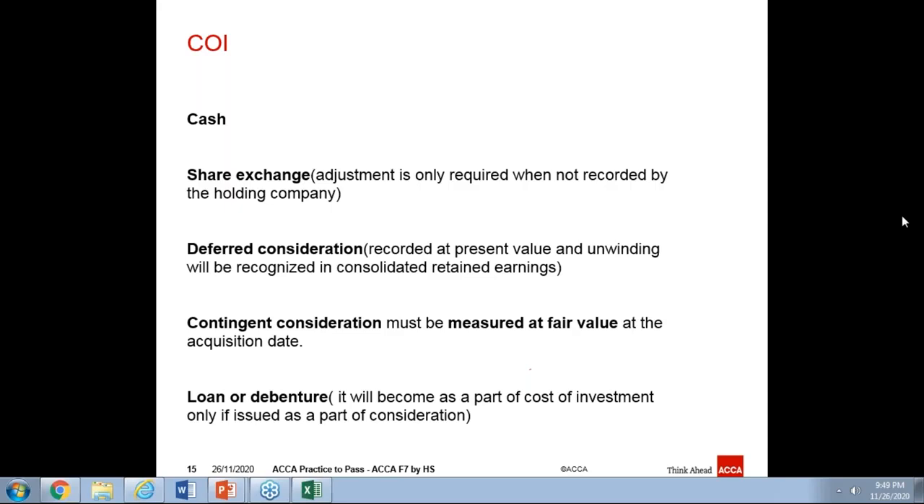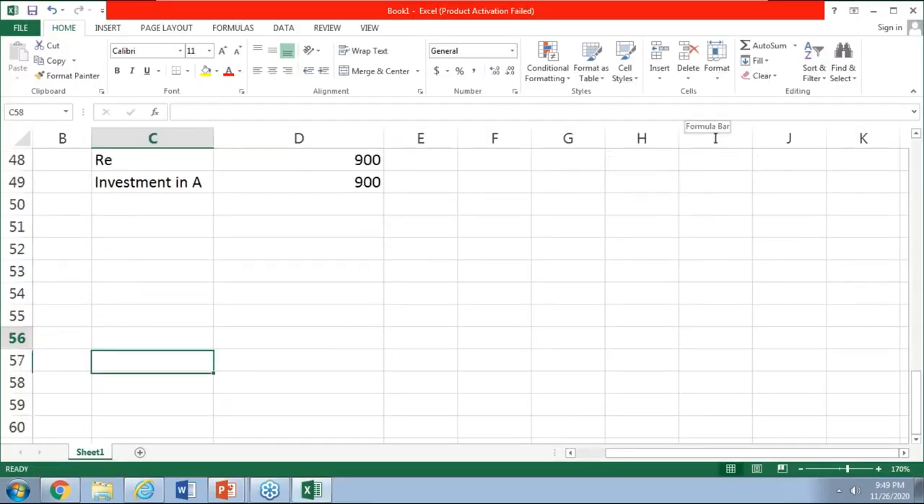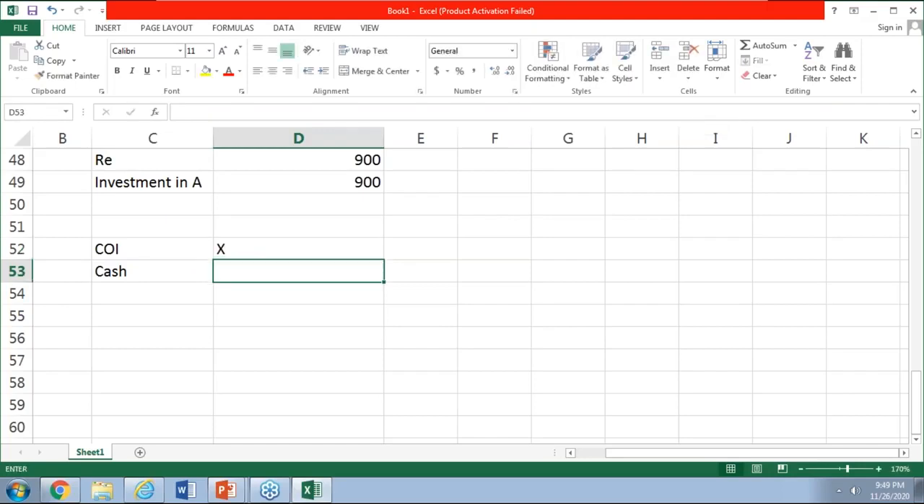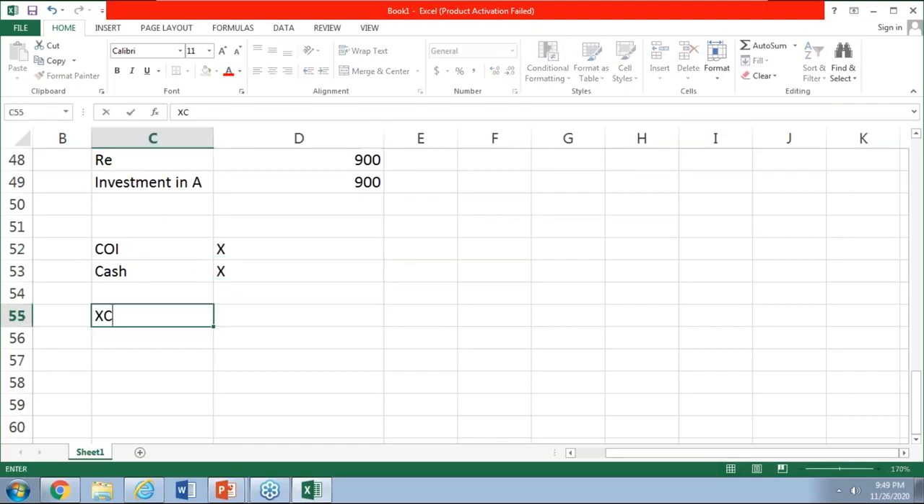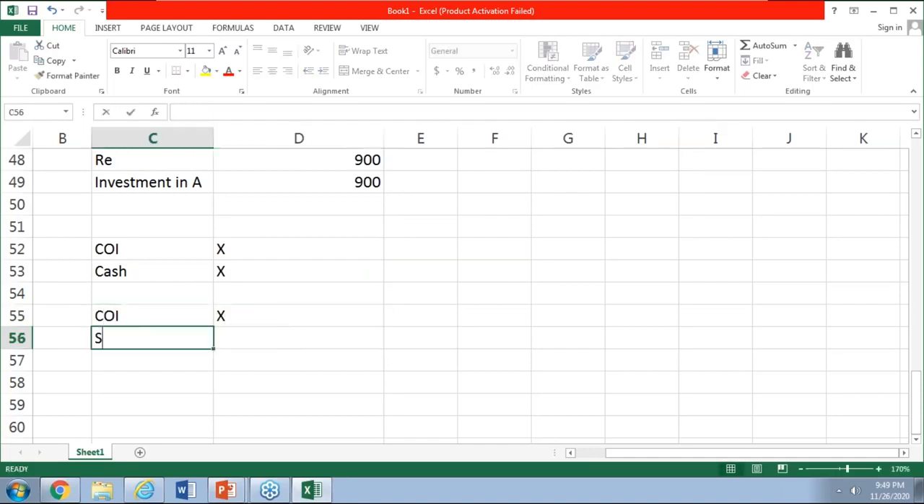Now, when the parent company has acquired the shares in the subsidiary company and pays the amount in cash, the accounting entry will be: debit cost of investment, credit cash. But when it is made through a share exchange, the accounting entry will be: debit cost of investment, credit share capital and share premium.